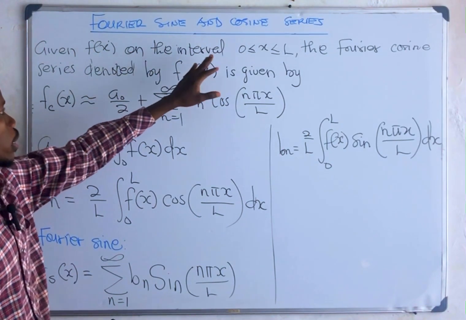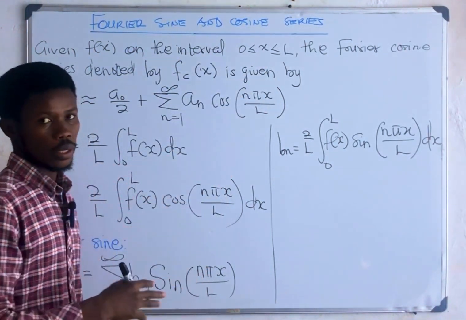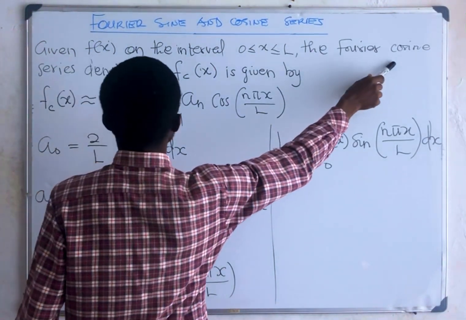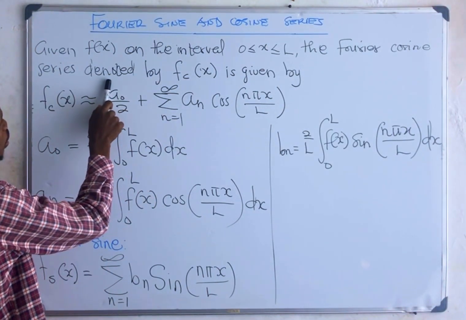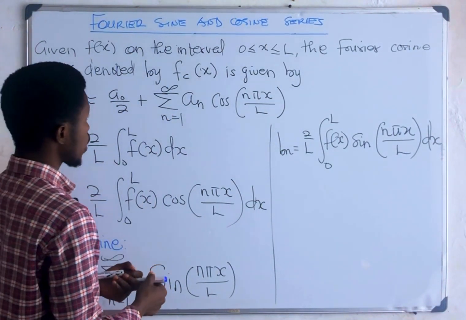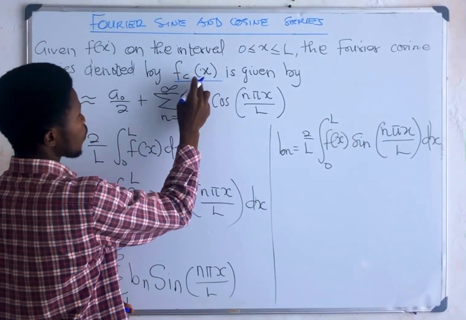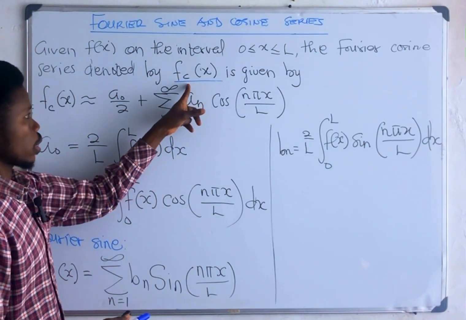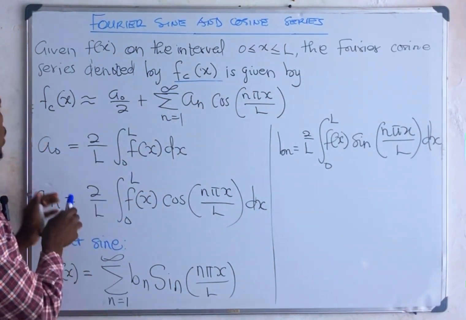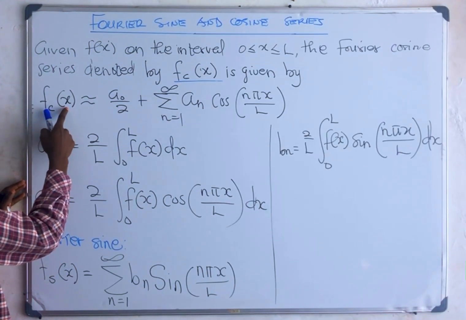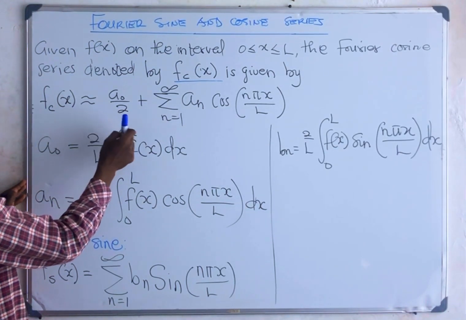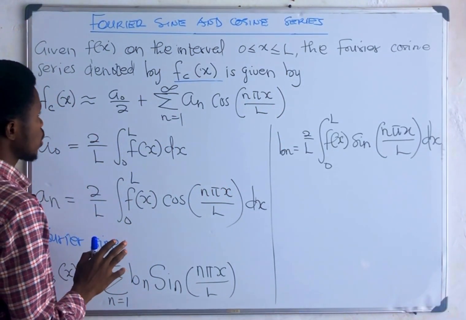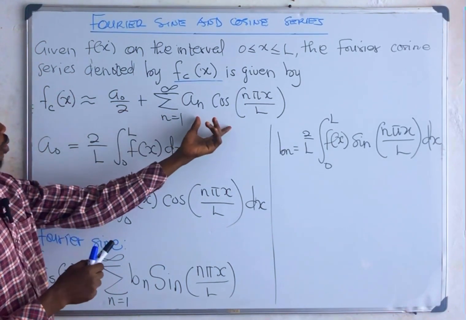Given f of x on the interval 0 to L, this time around not negative L to L but 0 to L, the Fourier cosine series is denoted by the same f of x, but we put a small c as a subscript there. I hope you can see that. It is given by f subscript c of x approximately equal to this, so this becomes the whole formula for the Fourier cosine series. The a naught is part of the Fourier cosine series.